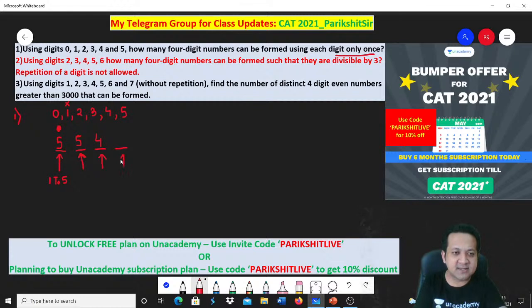Similarly, in the units place, the only constraint is that you cannot select the same digit. You've already selected 3 digits out of 6, so you're left with 3 digits. So what's your answer? 5 into 5 into 4 into 3. 5 into 5 is 25, 25 into 4 is 100, 100 into 3 is 300. That's your answer for the first one.